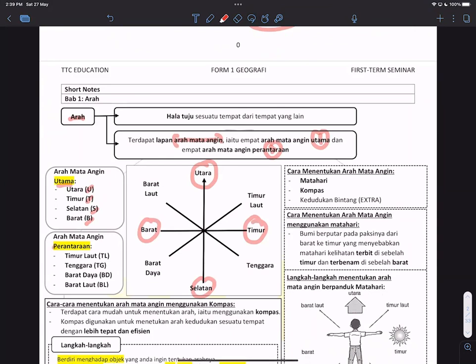So for perantaraan, the second one is in between, antara. So we have timur laut, which in English is northeast. Then southeast is known as Tenggara. And then the next ones are northwest and southwest, right? So northwest is barat laut, and southwest is barat daya. So for any west or east related to utara, we just add one keyword, which is laut. Timur laut, barat laut. Okay, so this is the arah mata angin utama and then the arah mata angin perantaraan.